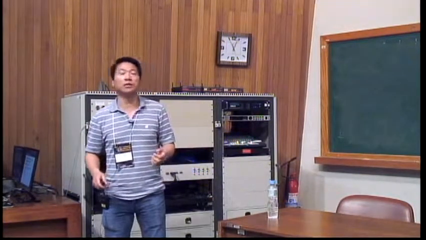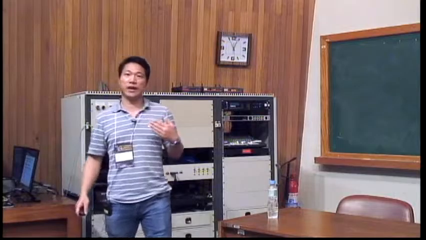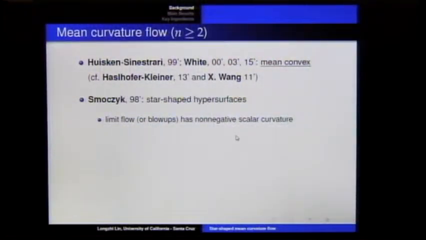So in 2 dimensions, with this result, you can actually say, if you start with a star-shaped initial hypersurface in 3-dimensional Euclidean space, then the blow-up limits are convex, just like the mean convex case. Then you know all the singular models. The self-shrinker has to be a generalized cylinder or sphere, right? But how about higher dimension? What can you say about it?